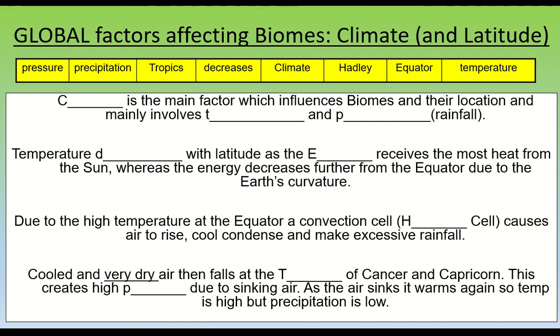Due to the high temperature at the equator, a convection cell, or a Hadley cell, causes air to rise, cool, condense, and make excessive rainfall. Cooled and very dry air then falls at the Tropic of Cancer and Capricorn. This creates high pressure due to sinking air. As the air sinks, it warms again, so temperature is high, but precipitation is low.